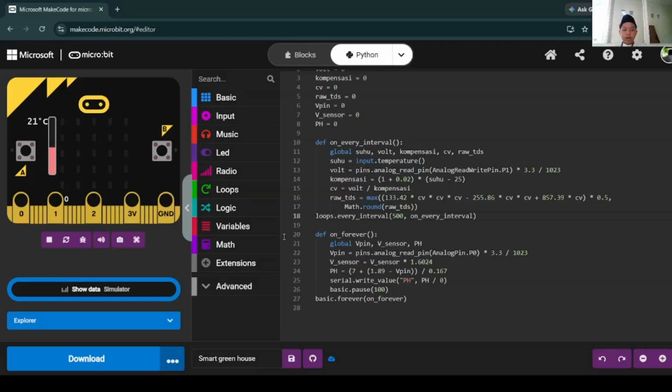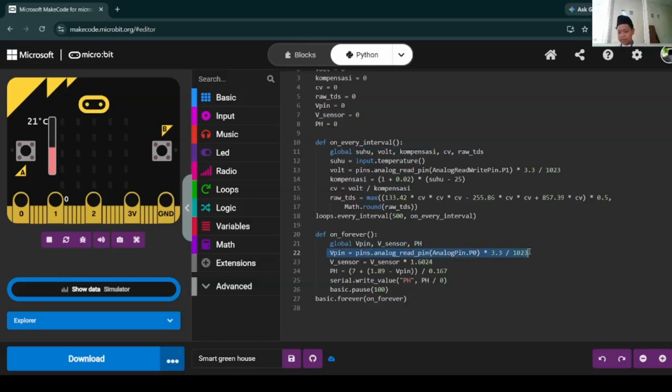Okay, so what is the function of def on forever? Def on forever is to create another function that runs continuously forever. Like the name, it will run forever until we stop the code. And this is actually the same function as this line, but the difference is only the variables.